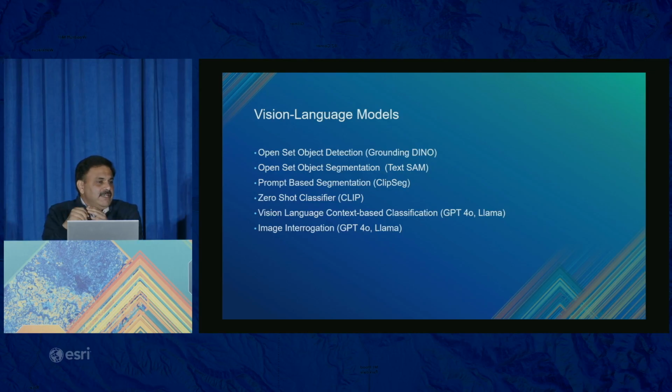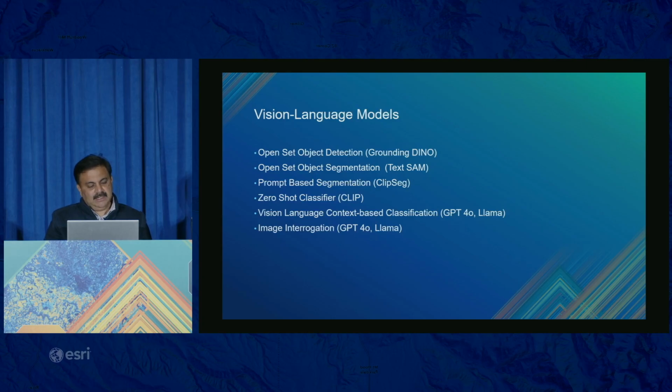But that's for when you want to segment objects, and not everything is an object. It doesn't have a well-defined boundary. It could be amorphous, like a lake or a river. It may be of different sizes. So that's where an object detection approach won't work. You need to segment that object. For that, there's another vision language model called ClipSeg that we've leveraged to create the prompt-based segmentation model. You could write out what you're looking for and segment that object.